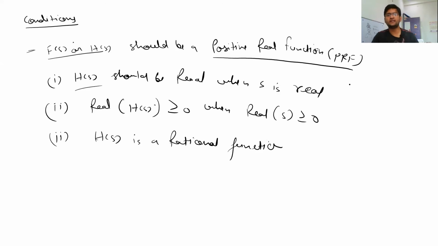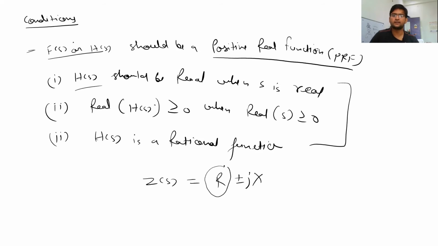So what do these three conditions indicate? Actually, you know that if you have a function Z(s), then Z(s) can be made of some resistance, plus or minus a complex imaginary part, which will be because of the inductor or capacitor in the circuit. So I can write it as plus or minus jX. So this real part is always a resistance, and it is never negative. For any network circuit, resistance can never be negative, so it has to be positive.